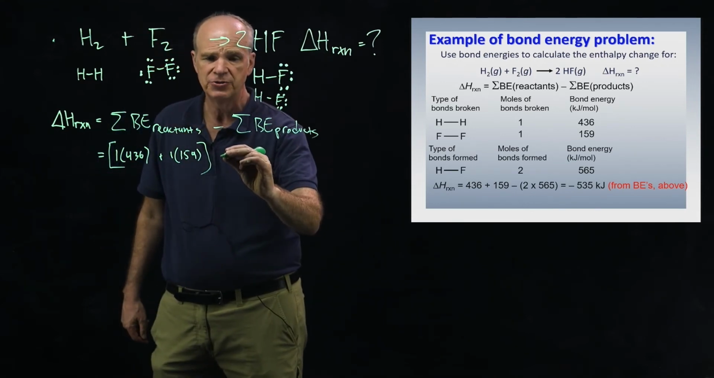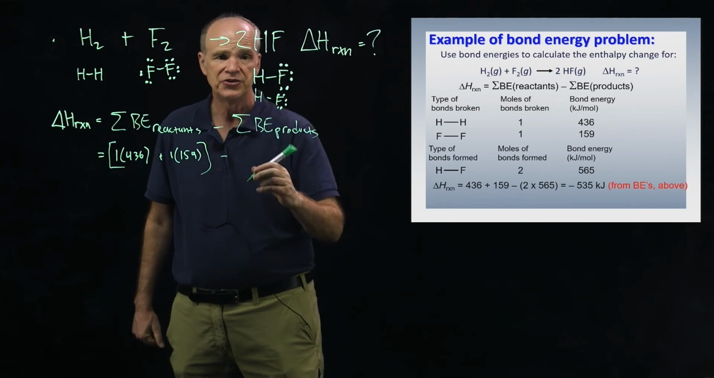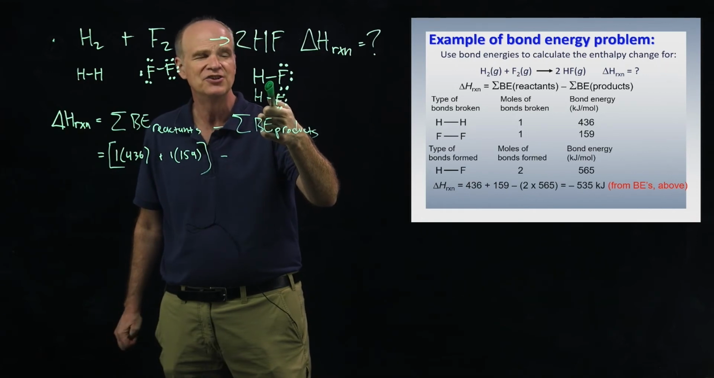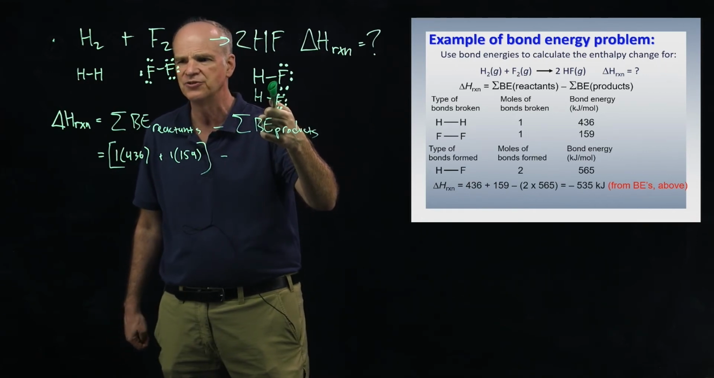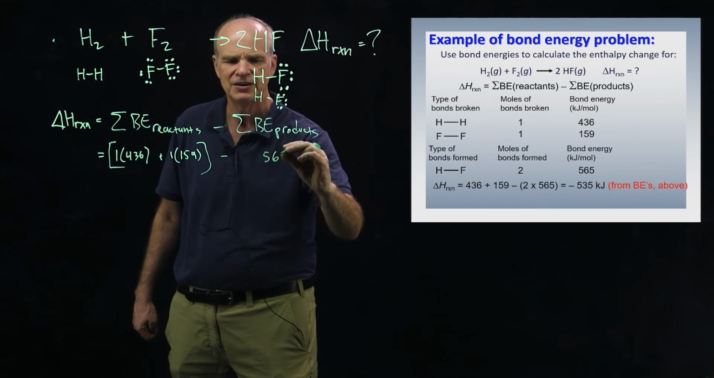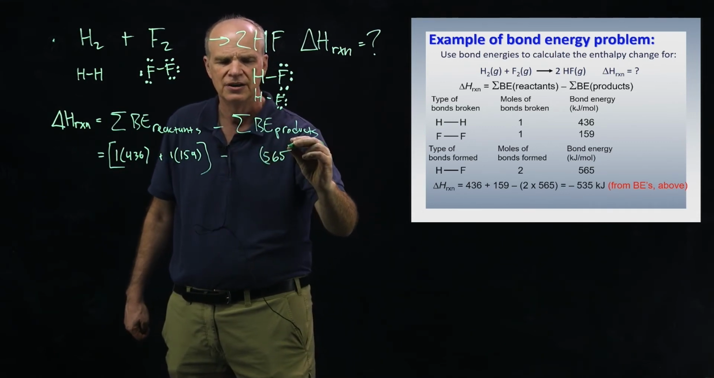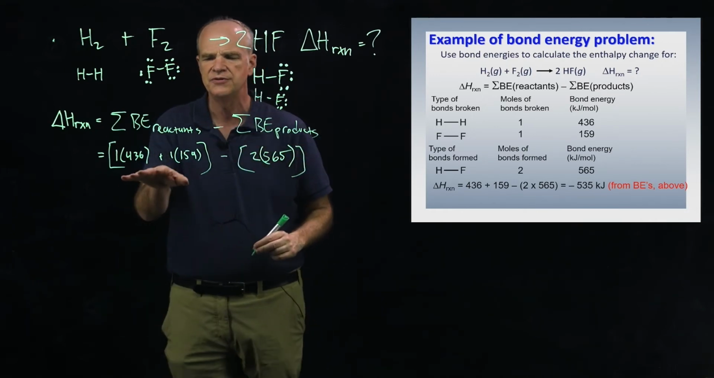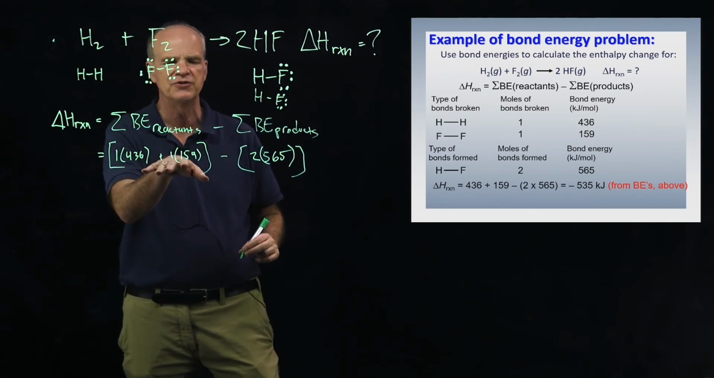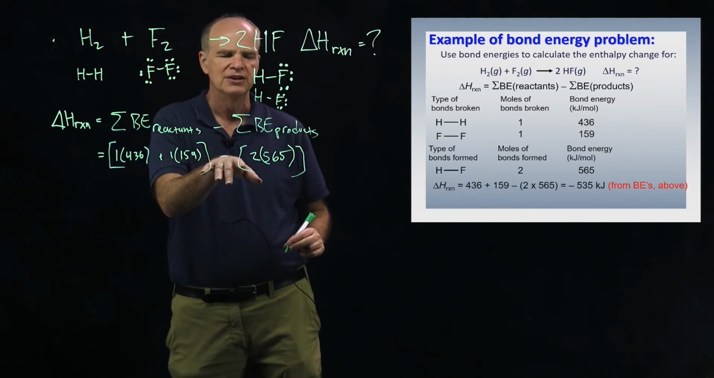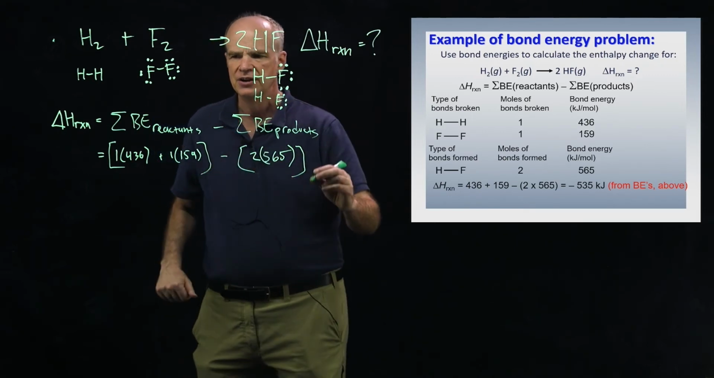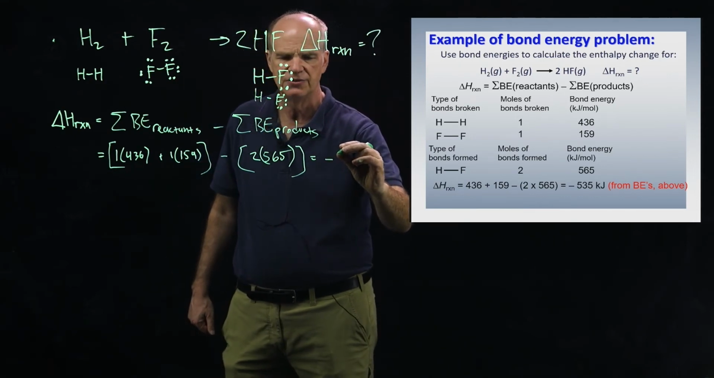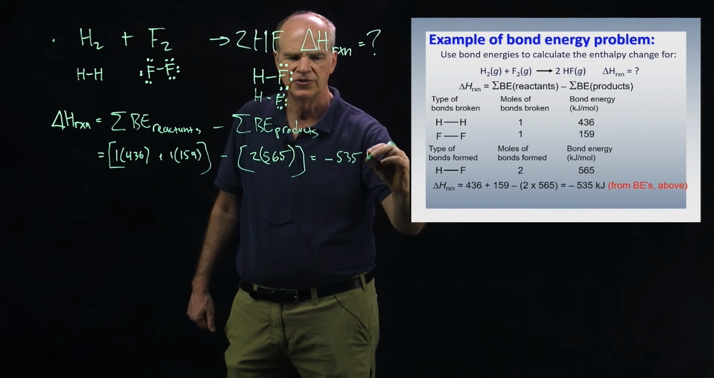And so now we're going to subtract the bond enthalpies of the products. And so be careful here. We need to look up the bond energy for hydrogen fluoride here. And so the bond energy for hydrogen fluoride is 565 kilojoules per mole. We're going to leave out the units, and we need 2 of those. So anyway, if you add up 436 plus 159 and you subtract from it 2 times 565, what you should get in the end is this number here, which is negative 535. And this is going to be kilojoules.